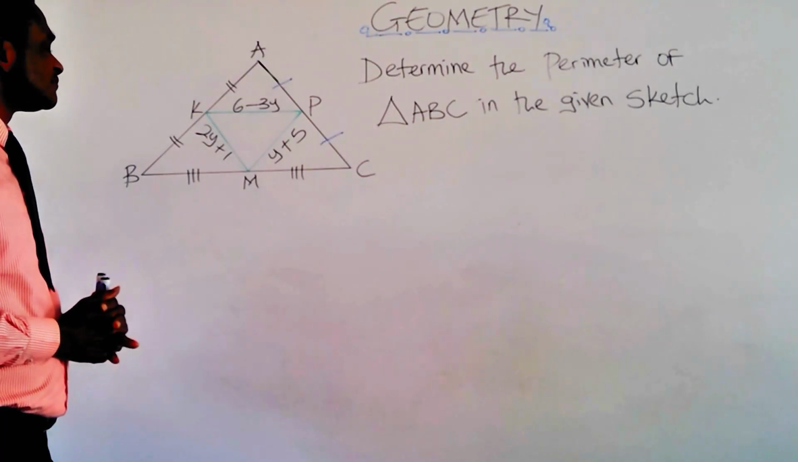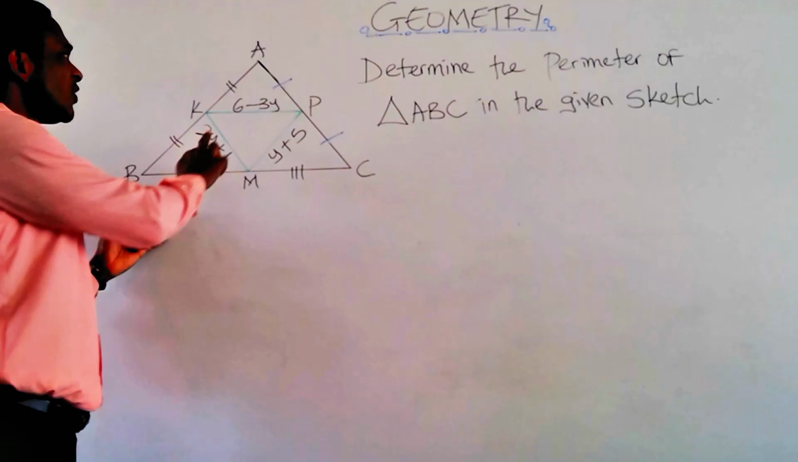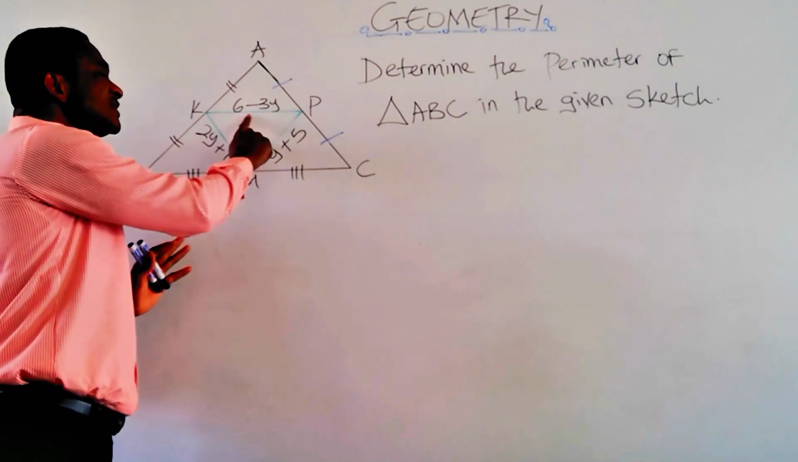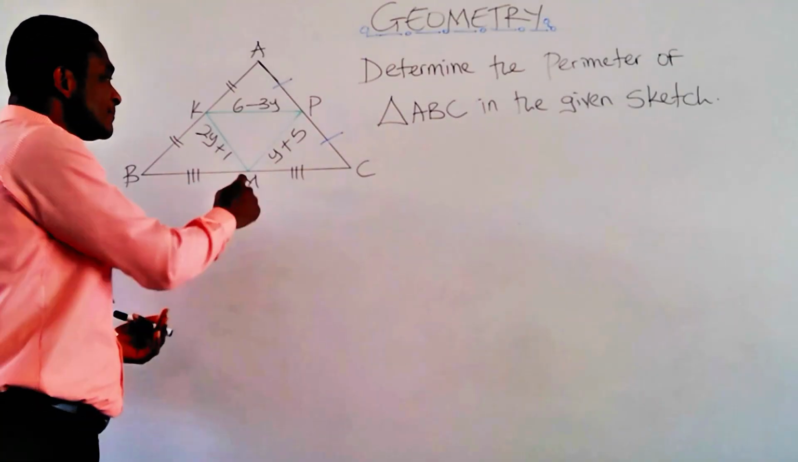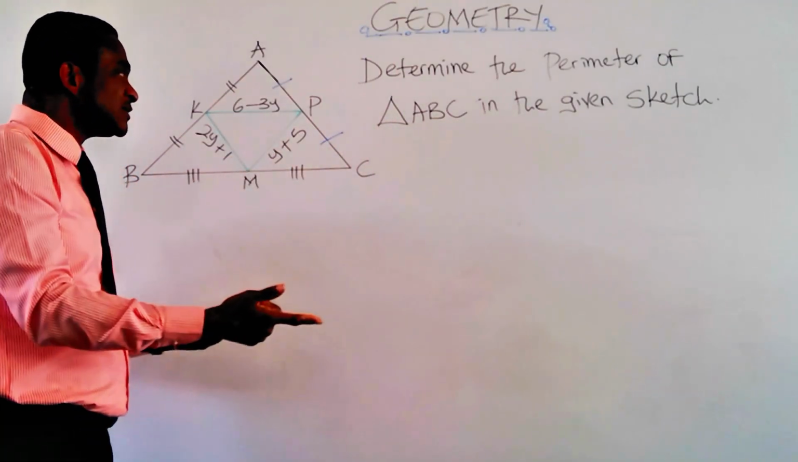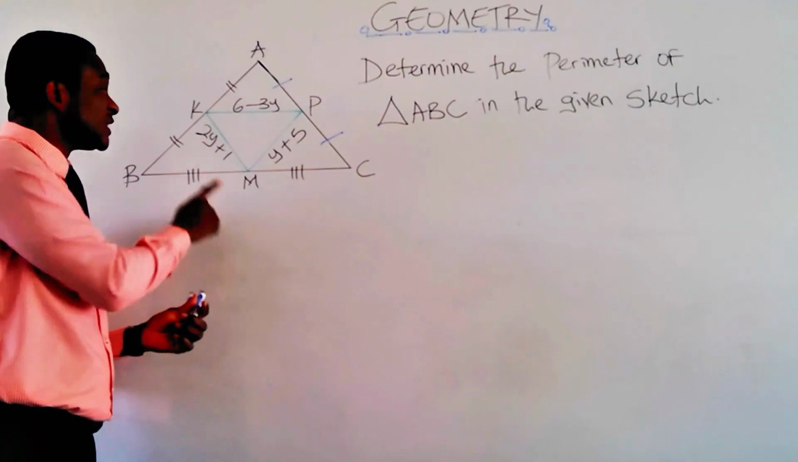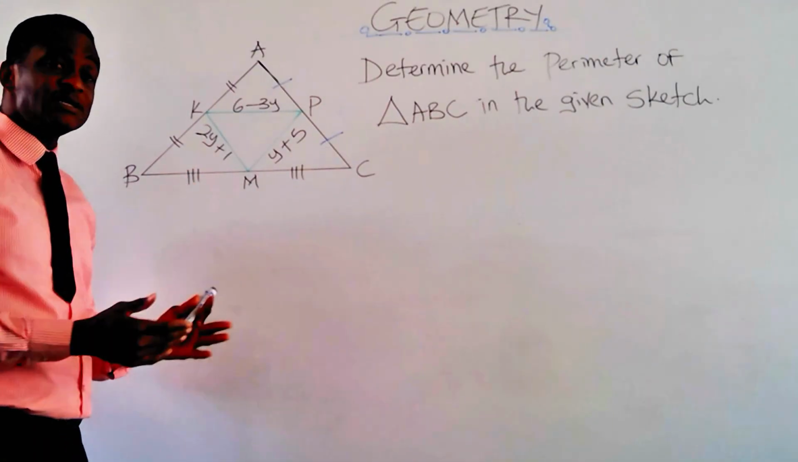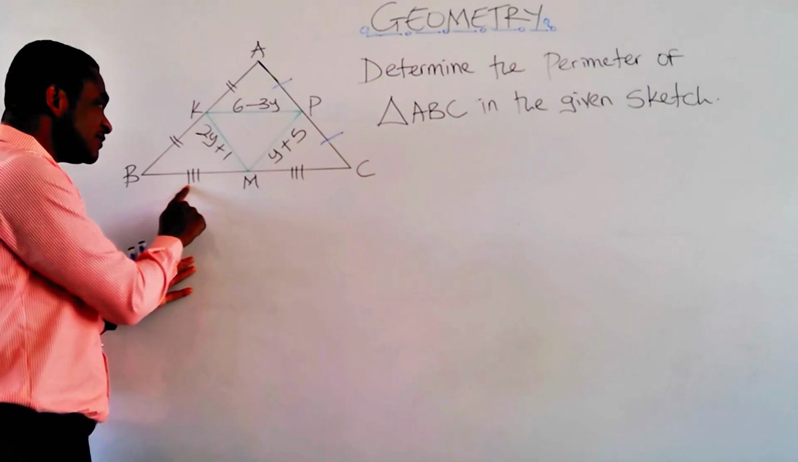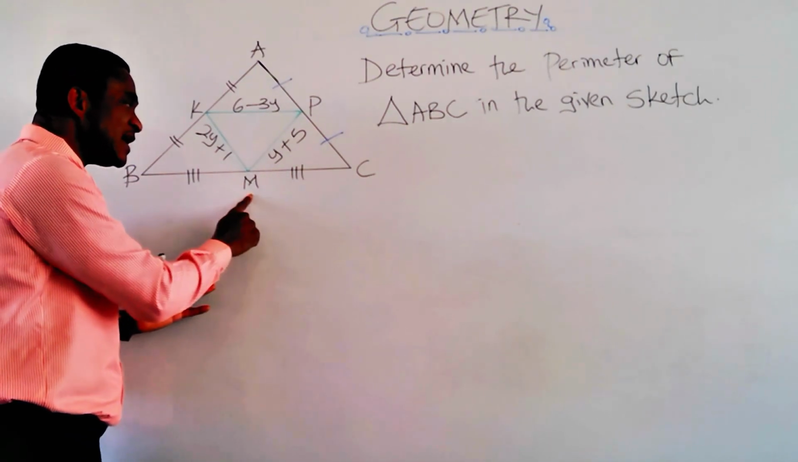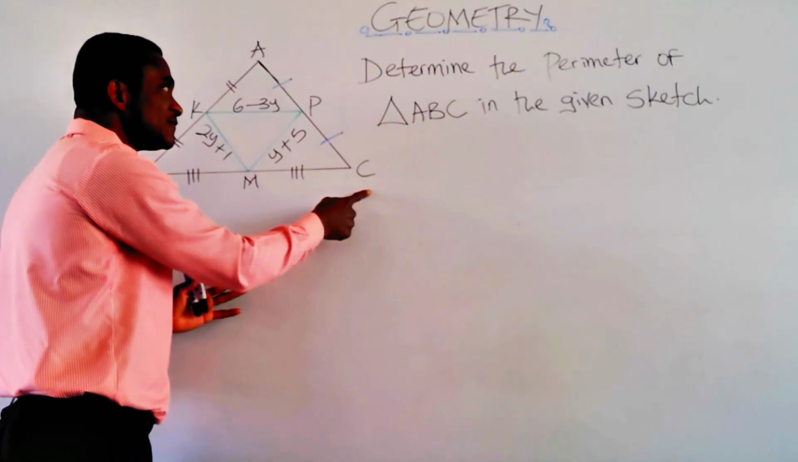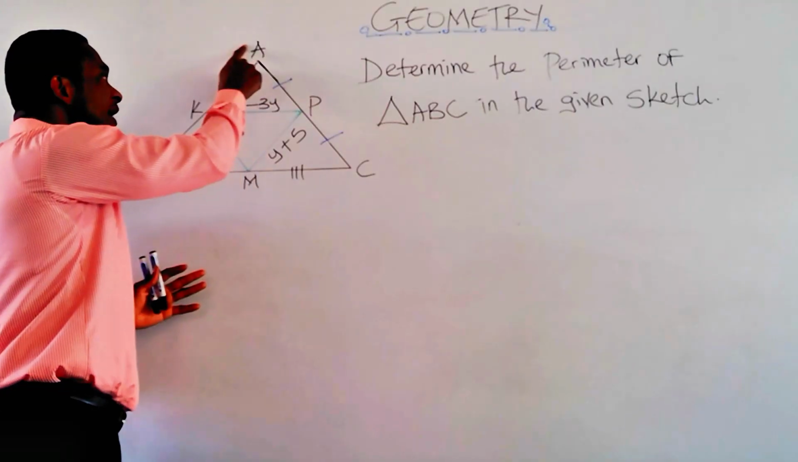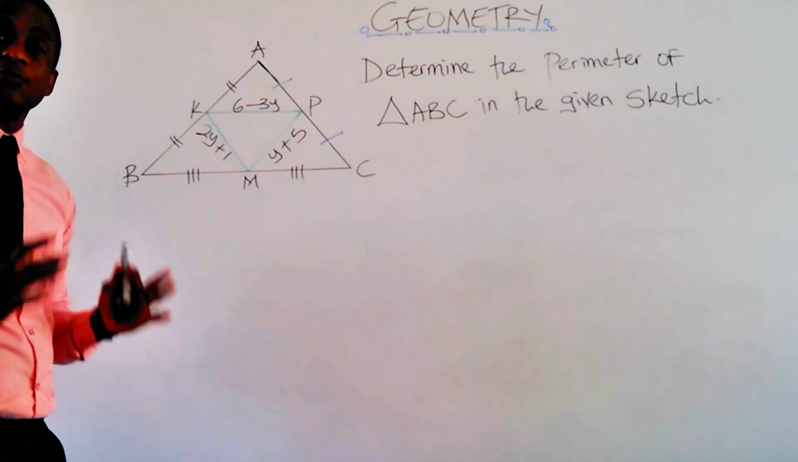Now let's look at this. In triangle KPM, we have the sides given. KP is given as 6 minus 3y, MP is given as y plus 5, and KM is given as 2y plus 1. We also have some markings. We need to understand this. This marking 3 means that BM is equal to MC. One marking means AP and PC are equal, and AK and KB are equal.